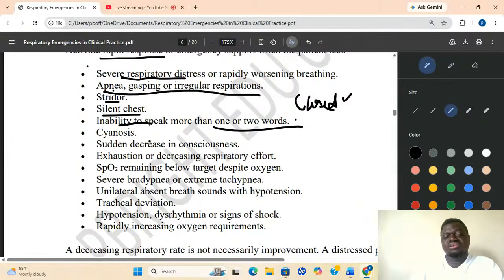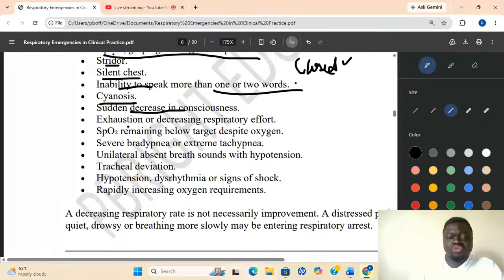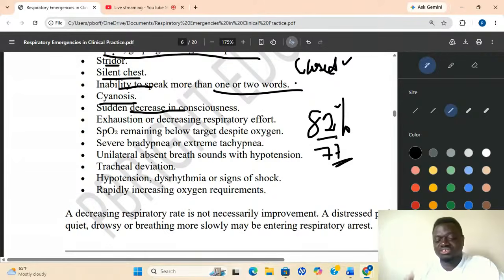So all these ones, look at a patient who is cyanotic, with sudden decrease in consciousness, exhaustion or decreasing respiratory effort, saturation remaining below target despite giving a lot of oxygen. So somebody is having saturation of 82, 77. It has been here. You have given oxygen, positioned the patient, done your airway maneuvers, chin lift, everything. Airway is clear, you listen to the chest. Yes, call the ambulance or call the rapid response team.